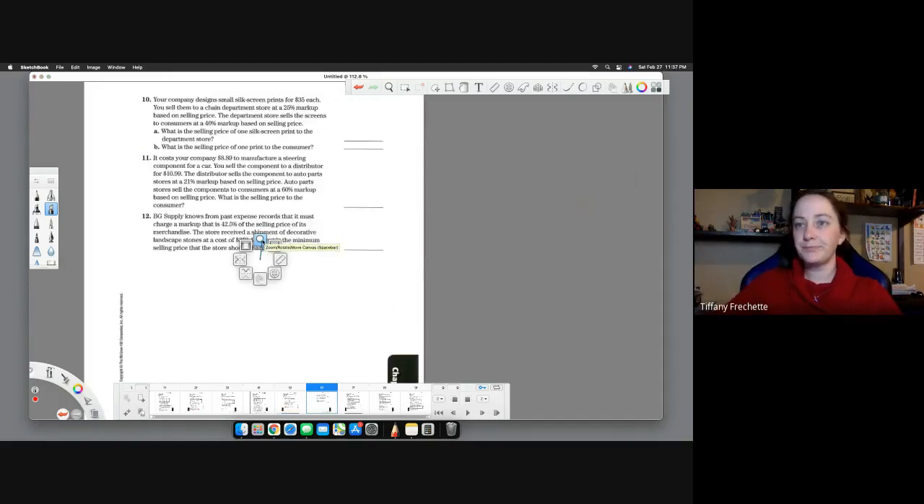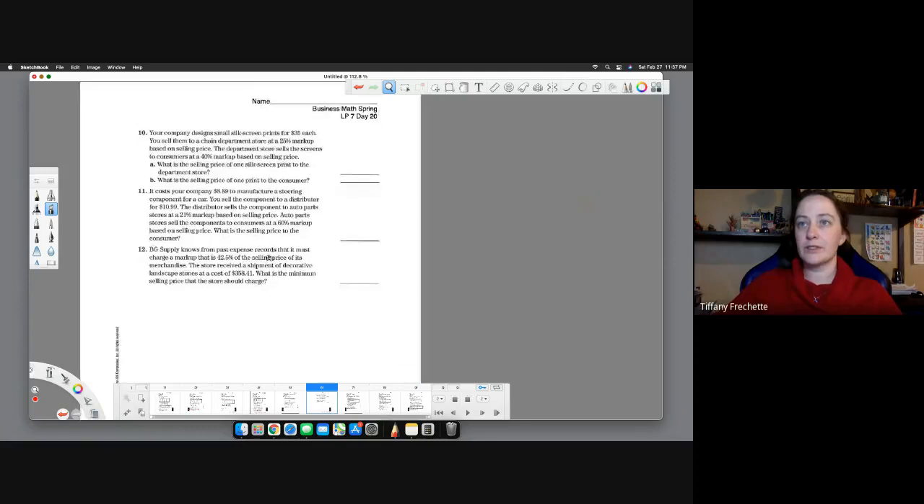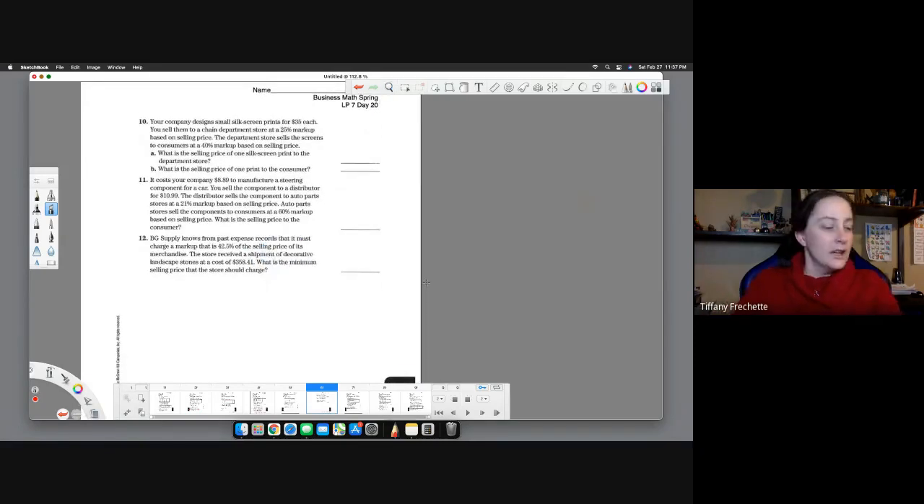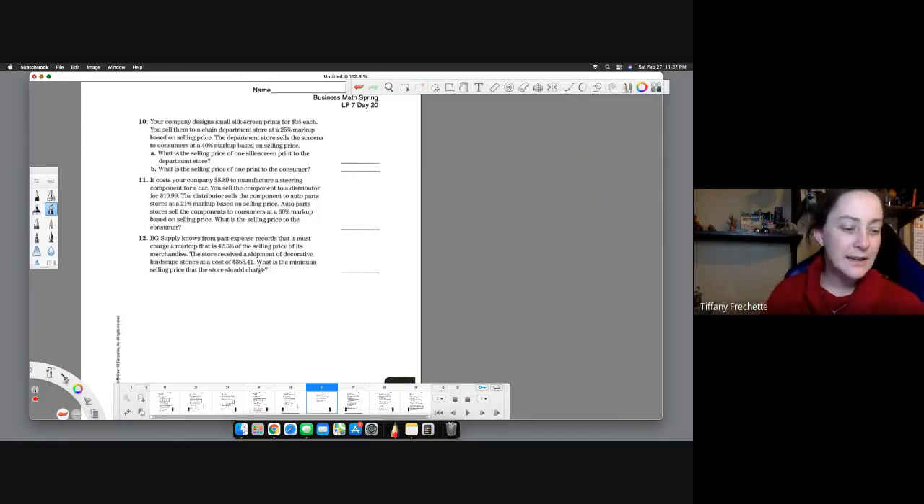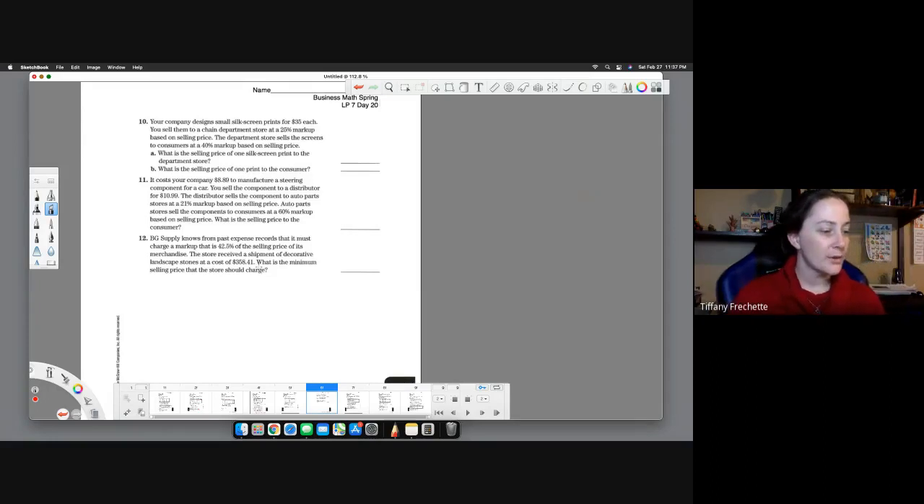So we have 3 questions on this page. Number 10, no difference here. We're doing exactly the same thing we did on the last couple of questions. We're going to be given the markup and we're going to give them the cost. The only difference here is that we have 2 parts to do. So I'm going to show you on this one.